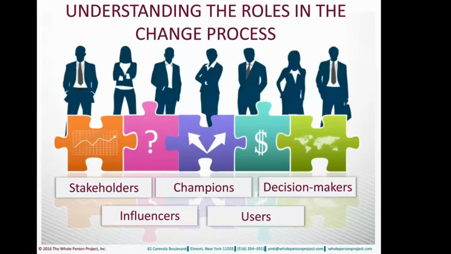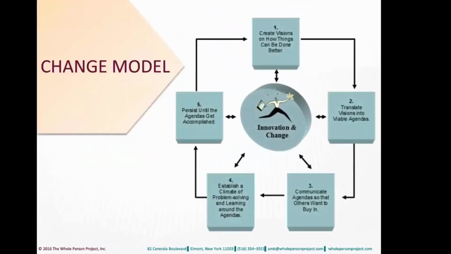So now that we know what the roles are, what I would like to do is walk through the change model and take you through the 5 steps in it. And the first step is creating a vision of how things can be done. And what we're going to do is take each of the 5 steps one by one and talk about them within the context of, okay, how do we get CAATs accepted, or if you're already using CAATs within the department, how do we promote the use of CAATs within the department?